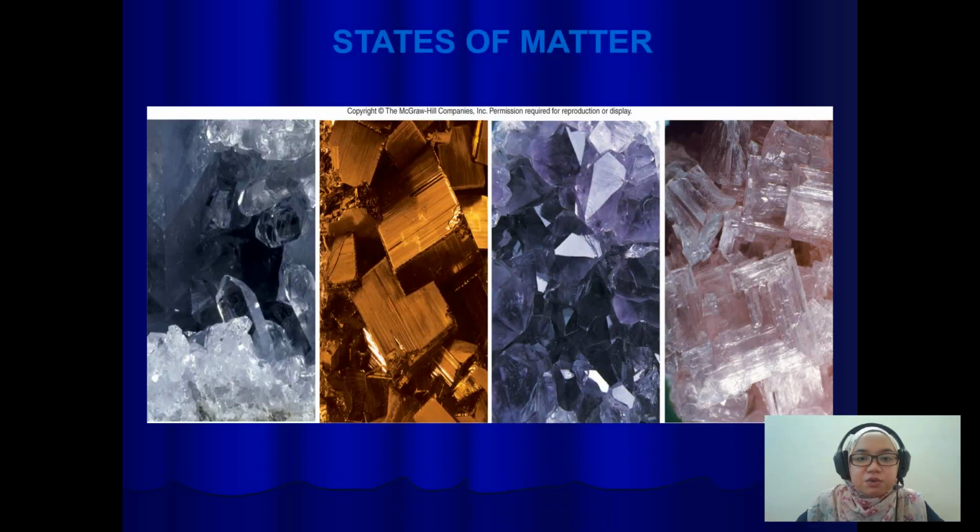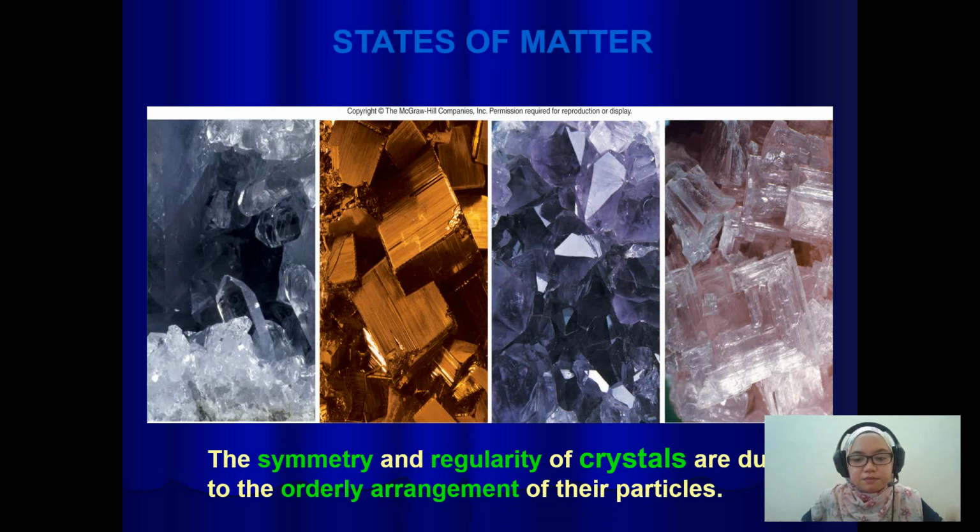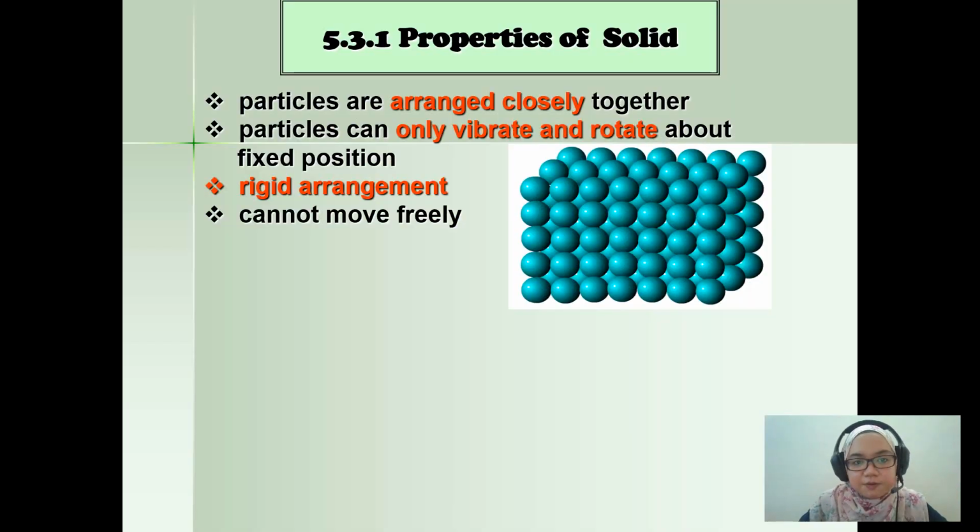Alright. So the states of matter for solid. The symmetry and the regularity of crystals are actually due to the orderly arrangement of their particles. Their shape and everything, their fixed shape, their regular shape is due to the orderly arrangement of the particles. We are going to look at the properties after this.